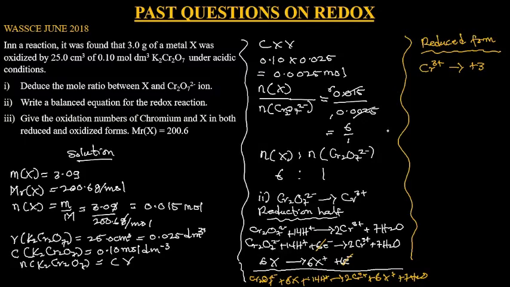All right. And then for the reduced form, X was oxidized. That means that before it has been oxidized, what is the oxidation state? It is a metal and it's going to be in its natural state. So the oxidation is going to be 0. Okay. Now, for the oxidized form, before chromium or chromate has been reduced, what is its oxidation state?